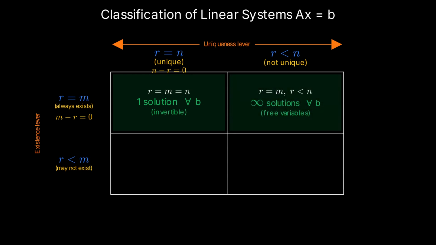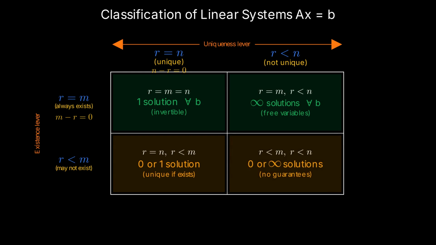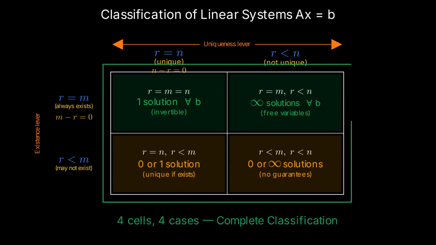Top right, R equals M, but R is less than N. There are infinitely many solutions for every B. Free variables give infinite choices, but existence is always guaranteed. Bottom left, R equals N, but R is less than M. There are 0 or 1 solutions. Uniqueness is guaranteed when a solution exists, but existence is not. Bottom right, R is less than both M and N. There are 0 or infinitely many solutions. Existence is not guaranteed, and if a solution does exist, free variables ensure infinitely many. 4 cells, 4 cases. This is the complete classification of all linear systems.